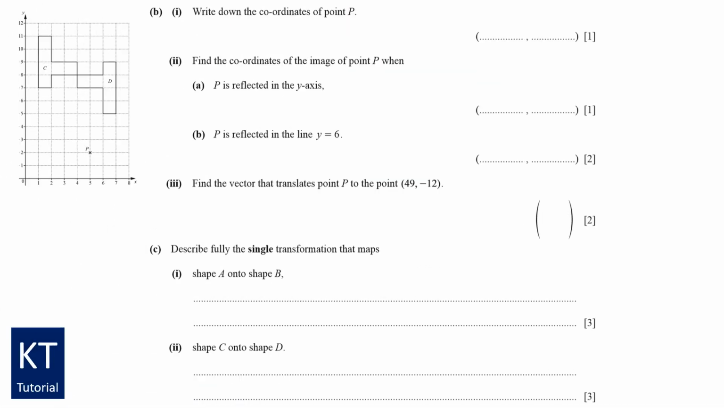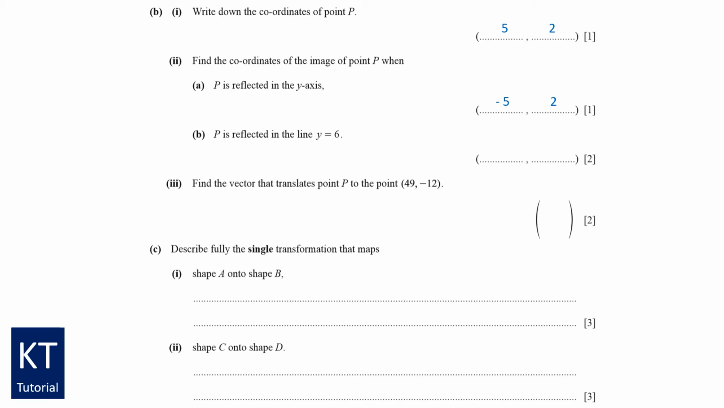Question 5b. Write down the coordinates of point P. From the graph, this is the coordinates 5, 2. Next, find the coordinates of the image of point P when P is reflected in the y-axis. The reflected coordinate is -5, 2. Next, find the coordinates of the image of point P when P is reflected in the line y equals 6. The required coordinates is 5, 10.